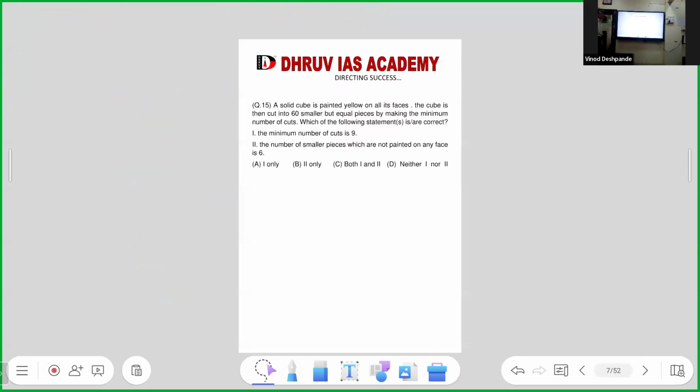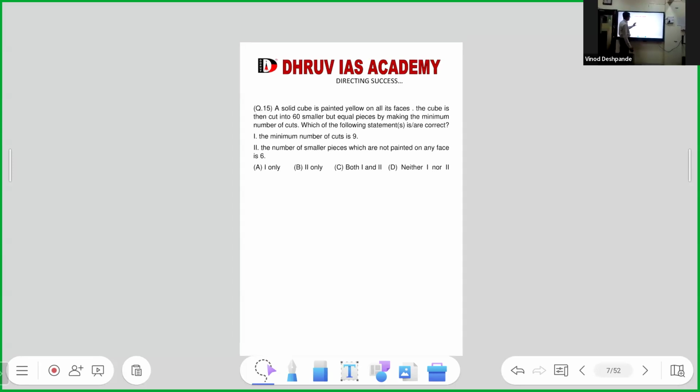A solid cube is painted yellow on all its faces. The cube is then cut into 60 smaller but equal pieces. That means equal area and volume, by making the minimum number of cuts. Which of the following statements is or are correct? First statement: the minimum number of cuts is 9. Second: the number of smaller pieces which are not painted on any face is 6. Okay, now we'll see how to do this.